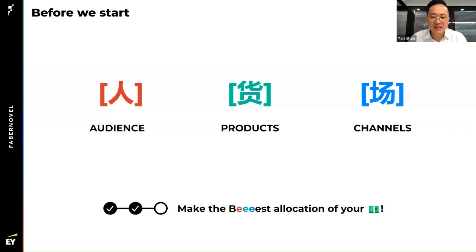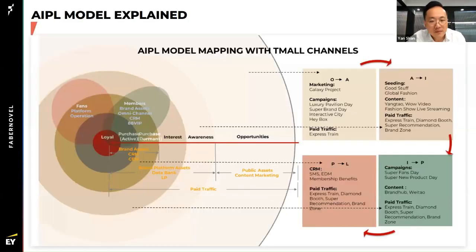So there is a strategy for that. And the purpose of doing all of this is to make the best allocation of your budget, because you also have a budget, right? So it's best to allocate the budget to make the best conversion.